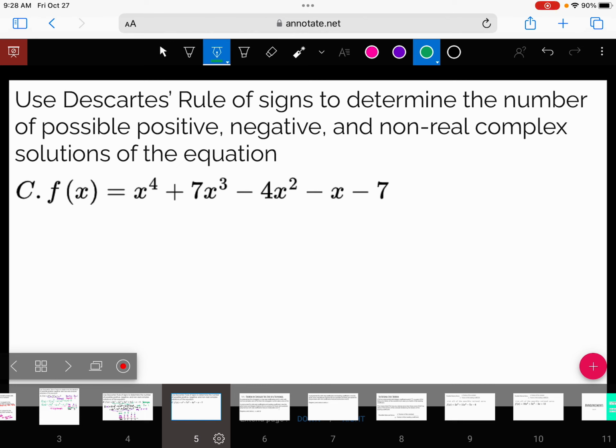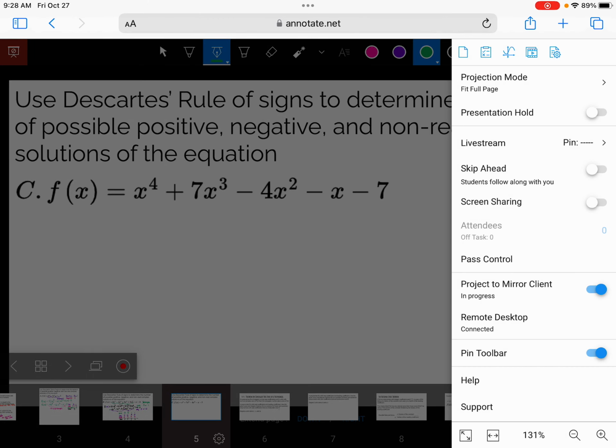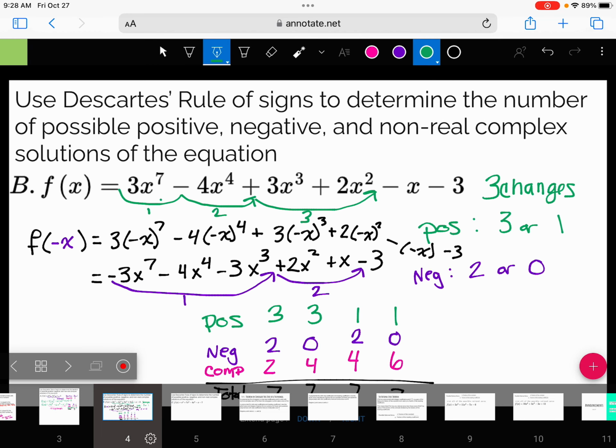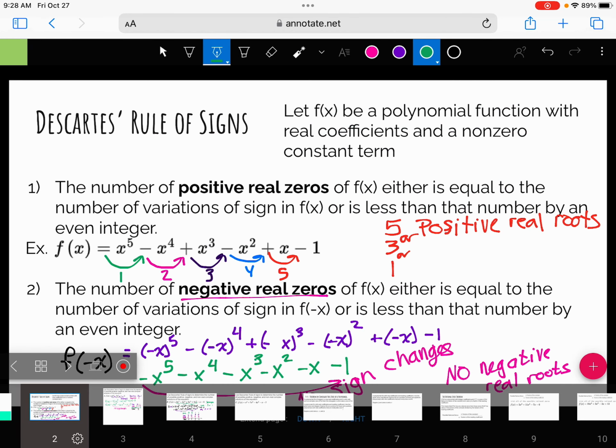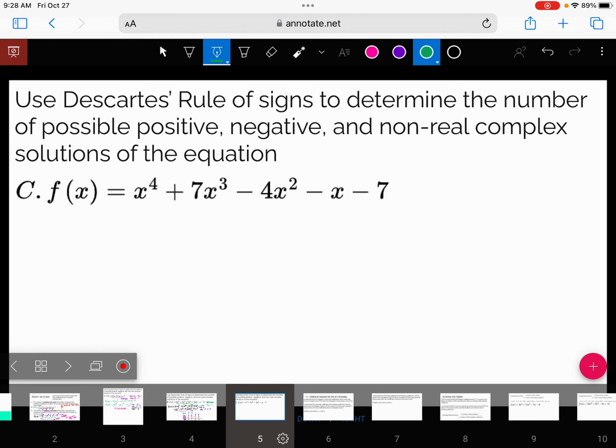All right, so f of x is x to the 4th plus 7x cubed minus 4x squared minus 7. Okay, yeah, no, we didn't do this one. Just felt really familiar. I don't know why. I feel like I've done it. I guess I didn't.